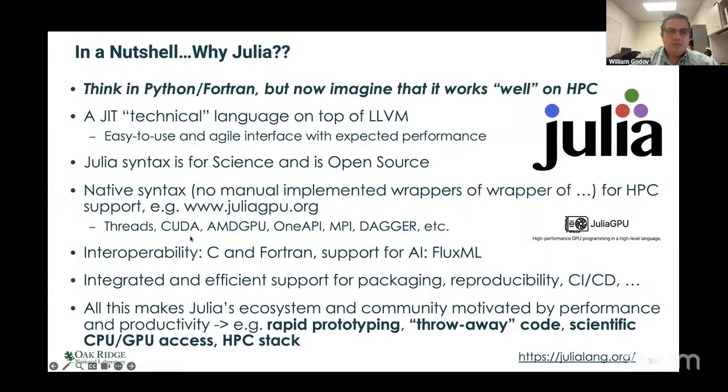So in a nutshell, why Julia? Think Python, Fortran, but now imagine that, in our case, it worked well on HPC. So you can access parallel computing, if you need it. You won't have to wait too long because your code is actually compiled. It's a just-in-time compiled technical language, so the syntax is very aligned with your science and math. Interoperability, as I mentioned: don't rewrite, just leverage. And it has good support for ecosystem stuff. So all of that makes Julia a good ecosystem. Again, think of MATLAB, but open source, and you don't have to pay the license, right?